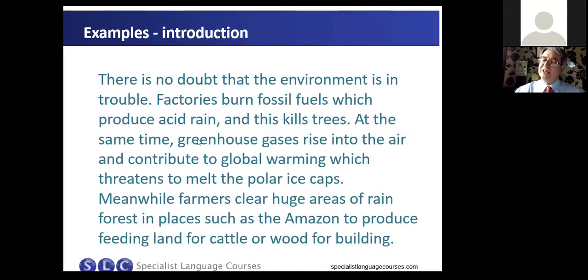But the phrase "greenhouse gases," the examiner knows you know what they mean. Greenhouse gases rise into the air and contribute to global warming. Again, a cause and effect. Greenhouse gases rise up and they contribute to global warming. And then there's a following on. It's really chaining on. So, "which threatens to melt the polar ice caps."